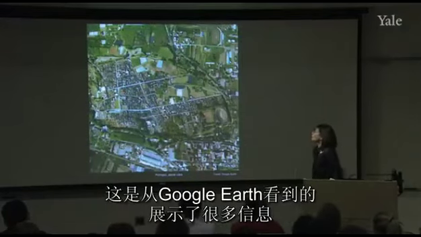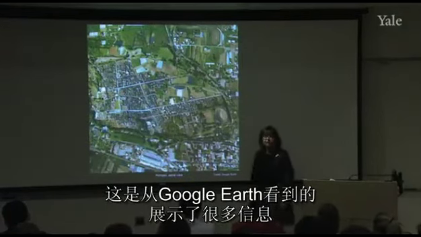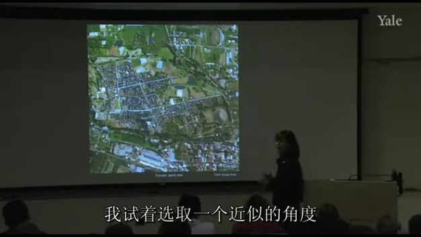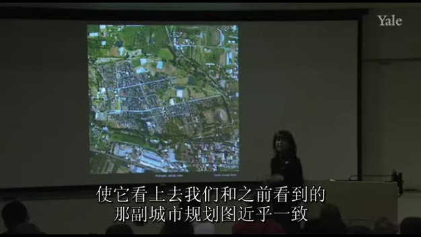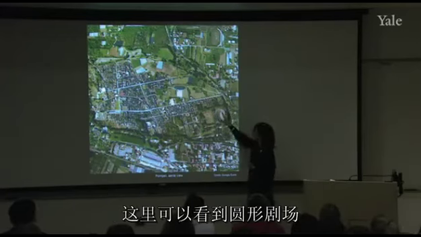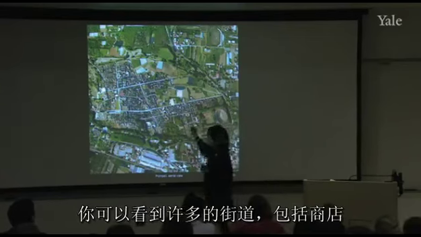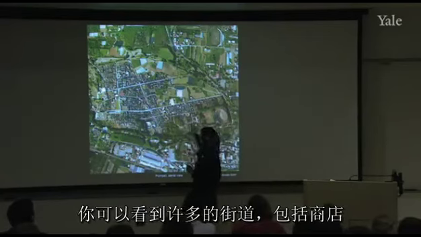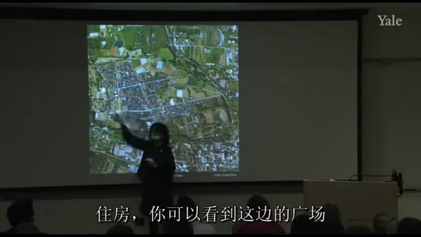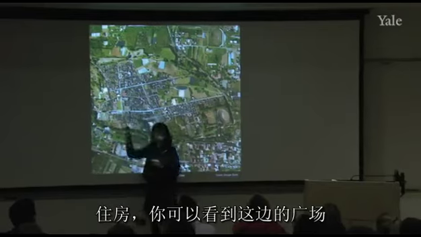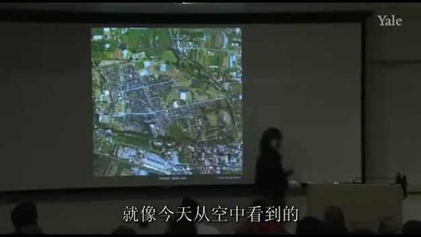This is a view from Google Earth. I tried to angle it in such a way that it's exactly the same angle, or close to exactly the same angle, as the plan that we just looked at before. And you can see over here the amphitheater. You can see many of the streets, including the shops and the houses, and you can see over here the Forum as it looks today from the air.